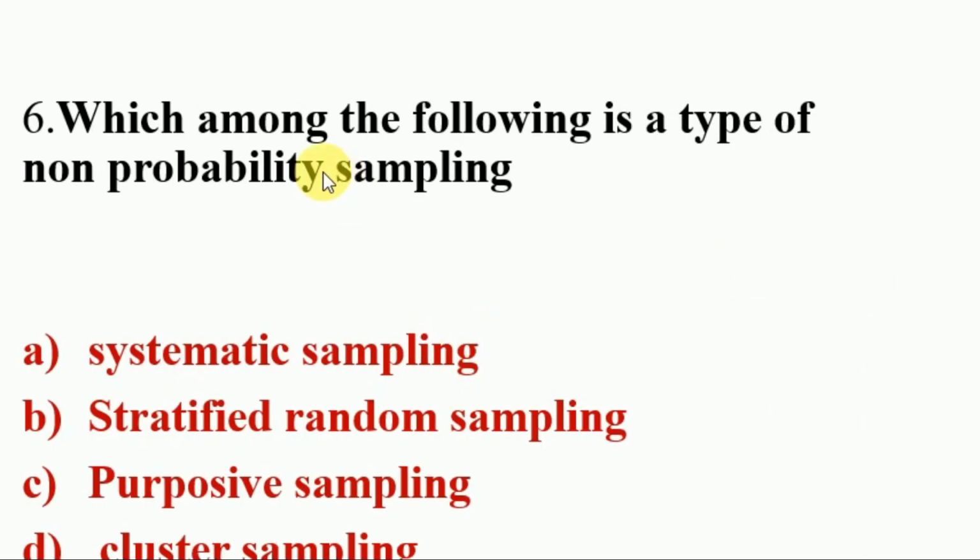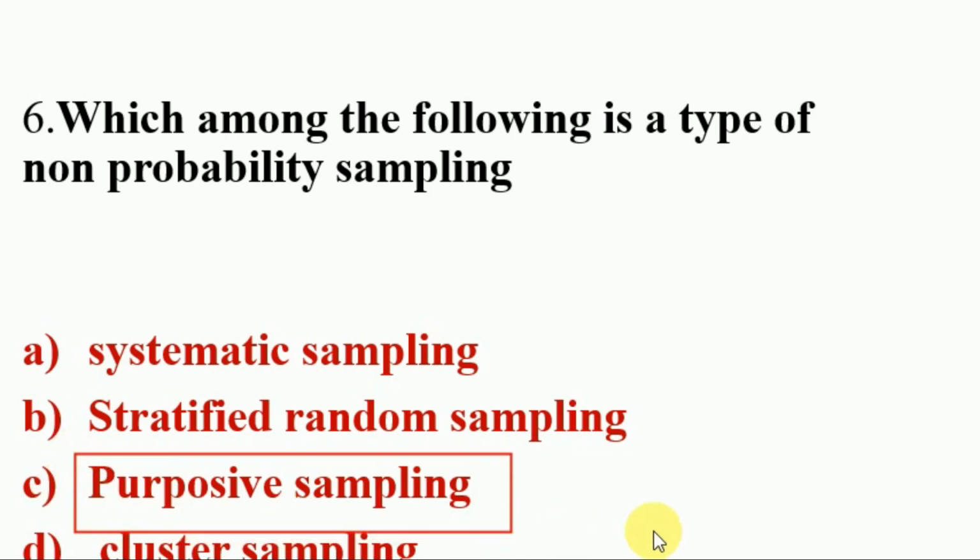Next question. Which among the following is the type of non-probability sampling? Options: A. Systematic sampling, B. Stratified random sampling, C. Purposive sampling, D. Cluster sampling. Answer is C. Purposive sampling.